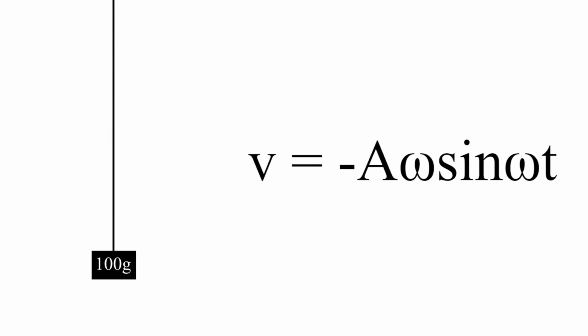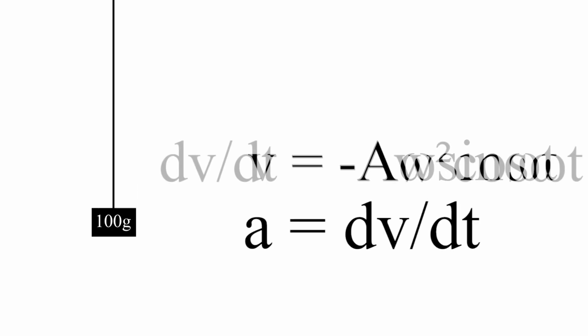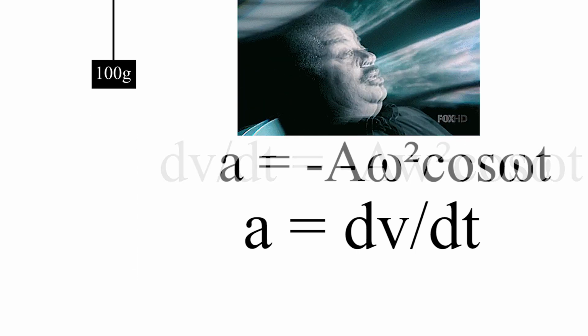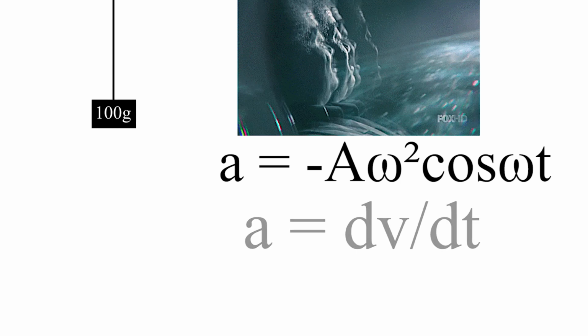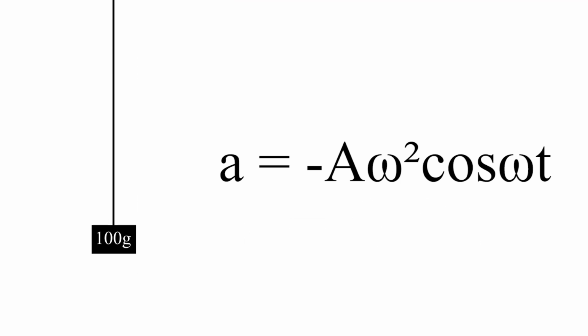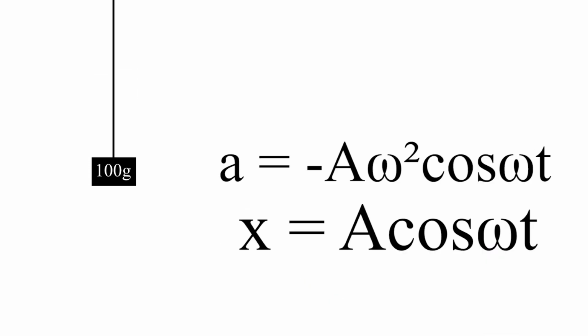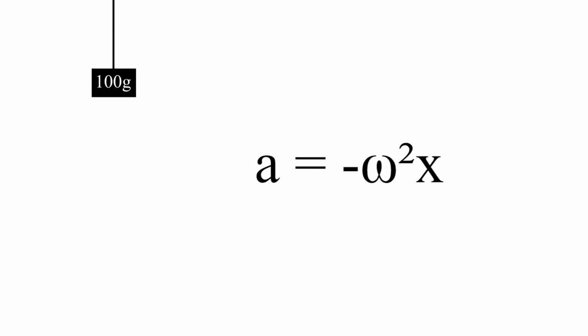Then differentiating velocity to get acceleration, we can see that dv/dt, or a, is equal to minus A omega squared cos omega t. Now the astute among you might have noticed this is very similar in form to the equation for displacement, x equals A cos omega t. So combining these we get an alternate equation for acceleration, a equals minus omega squared x.